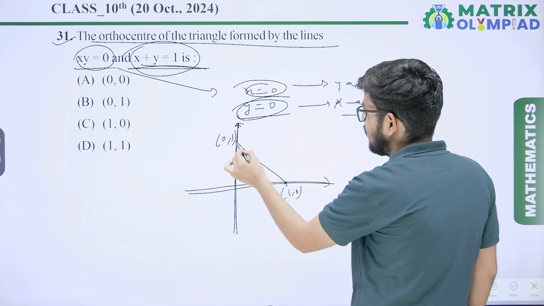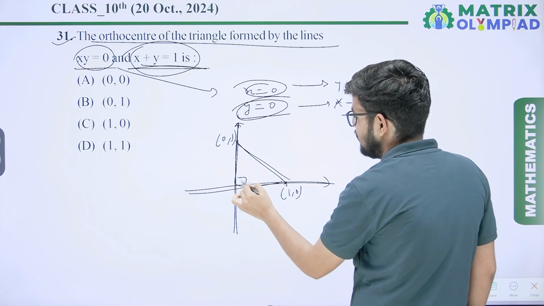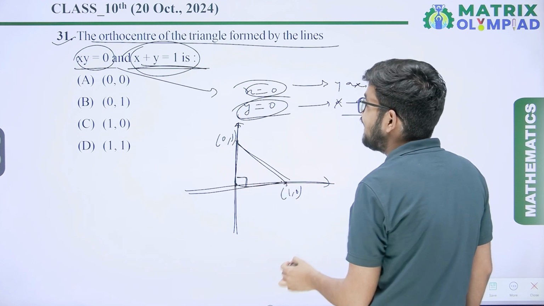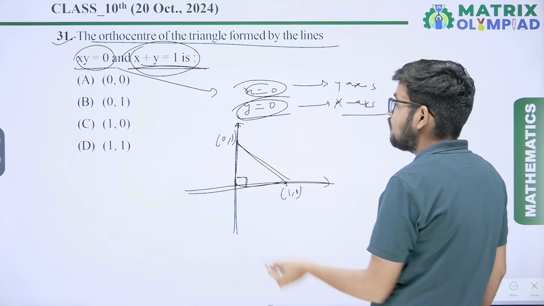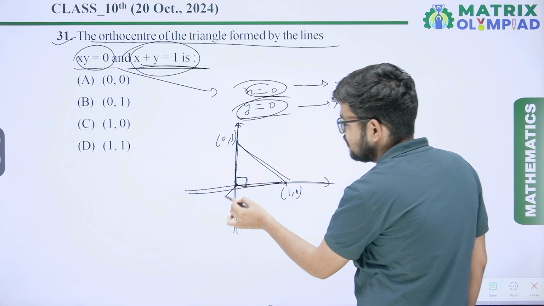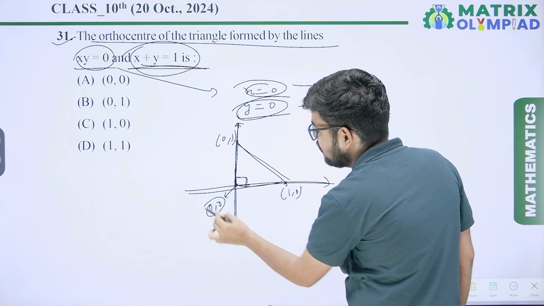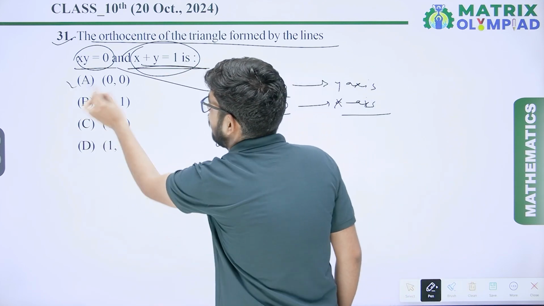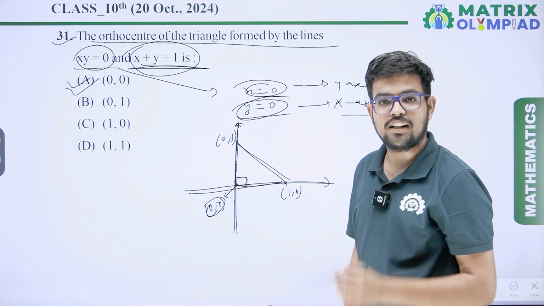So they form this triangle, and it is a right angle triangle, and we know that the orthocenter of a right angle triangle is always at the right angle, and the right angle is at the origin. So the orthocenter will be at the origin (0, 0). So our option A will be the correct answer.